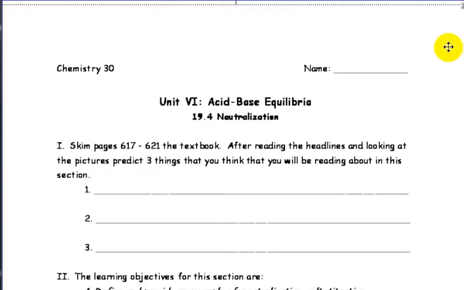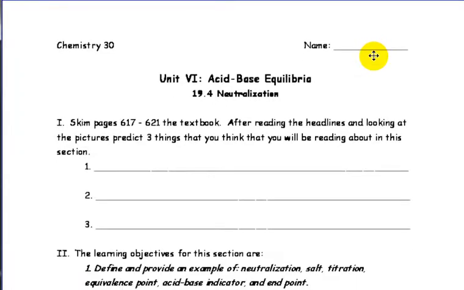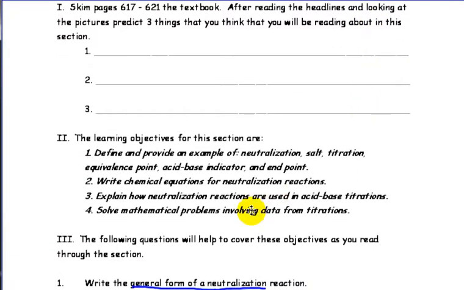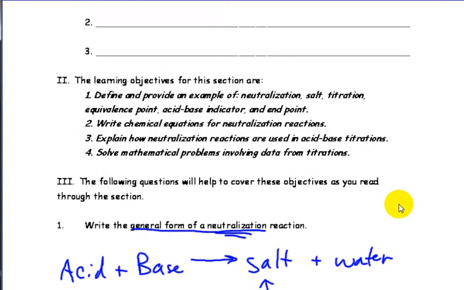Welcome back, Chemistry 30. This is the 19.4 neutralization booklet, the last booklet in the acids and bases section. In this section we'll be looking at neutralization, salt, titration, equivalence point, acid-base indicator, and endpoint. Write chemical equations for neutralization reactions. Explain how neutralization reactions are used in acid-base titrations, and solve mathematical problems involving data from titrations.